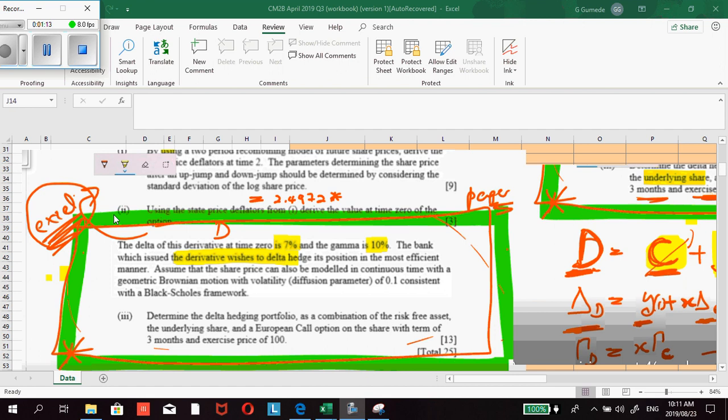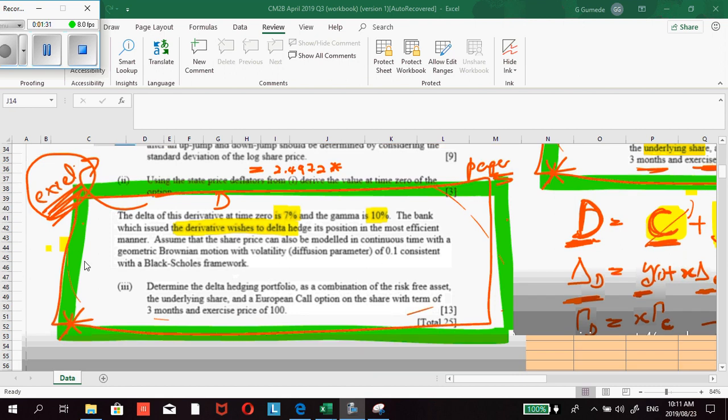Okay, so they are telling us that so that we can be able to use our Black-Scholes pricing formula. And they give us a volatility of 0.1 consistent with a Black-Scholes framework. Now, they say determine the delta hedging portfolio as a combination of risk-free assets, the underlying share, and a European call option on a share with a term of 3 months and an exercise price of 100.